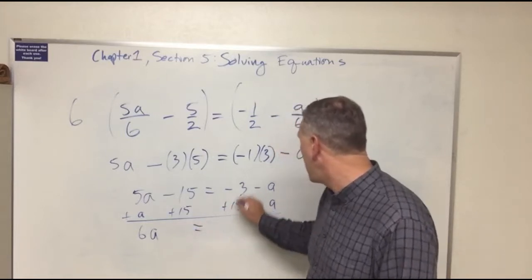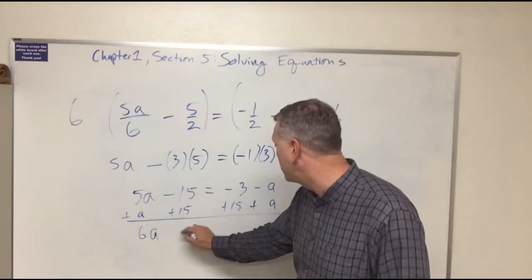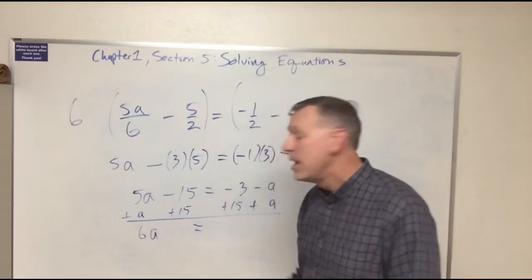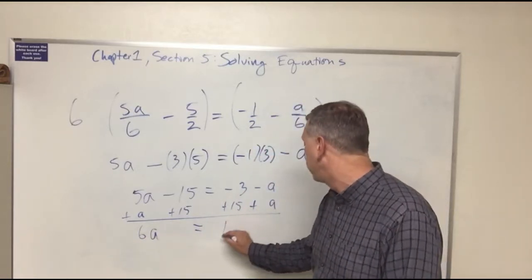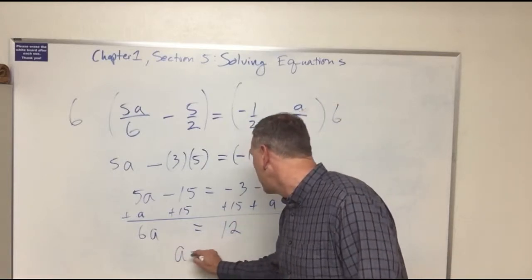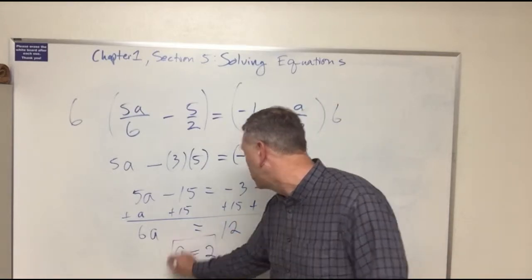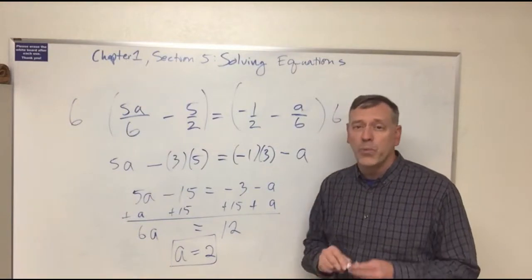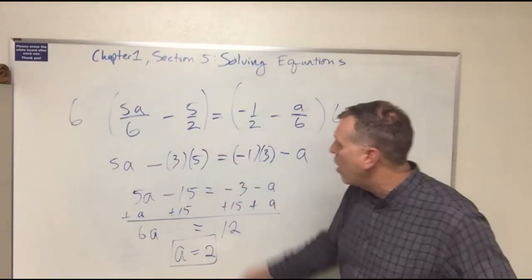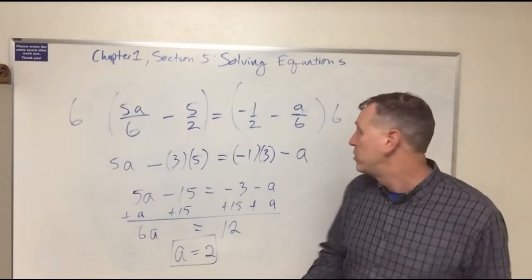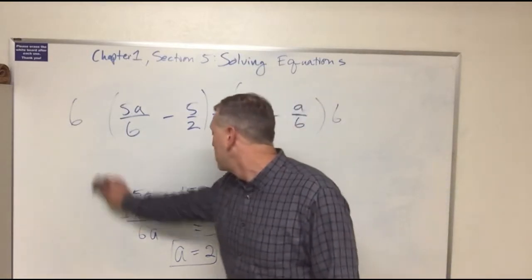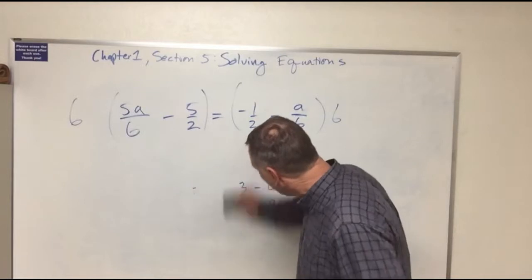we'll find that 6a equals, so the minus 15 plus 15 goes away, so we get 6a is isolated then, and then 15 minus 3 is 12. And this means a is equal to 2. A is equal to 2. And so that's one way of solving this. And in fact, that would be probably my preferred way of solving it. But let me show you another way to solve this.